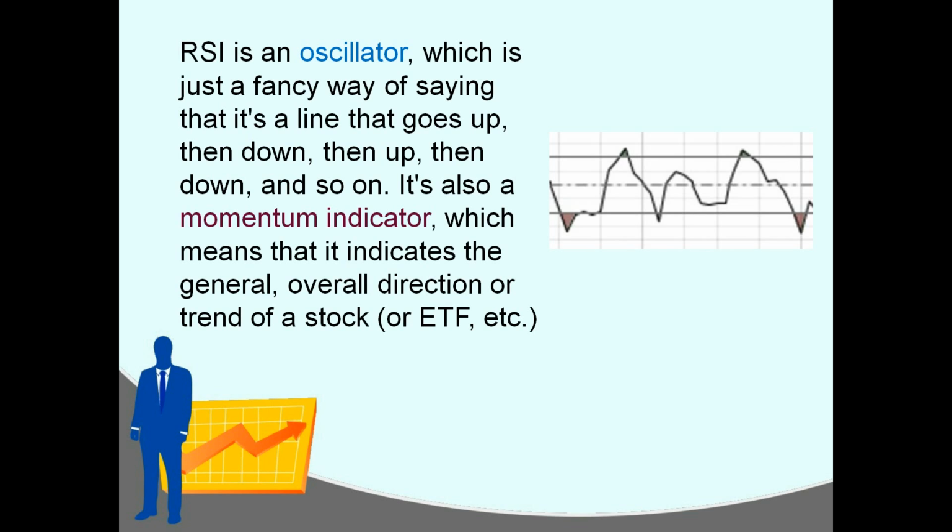RSI is an oscillator, which is just a fancy way of saying that it's a line that goes up and then down, then up, then down, and so on. It's also a momentum indicator, which means that it indicates the general overall direction or trend of a stock or ETF or whatever. So when the RSI is going up, that means that the stock price is trending upward. When the RSI line is going down, that means that the stock price is generally trending downwards.